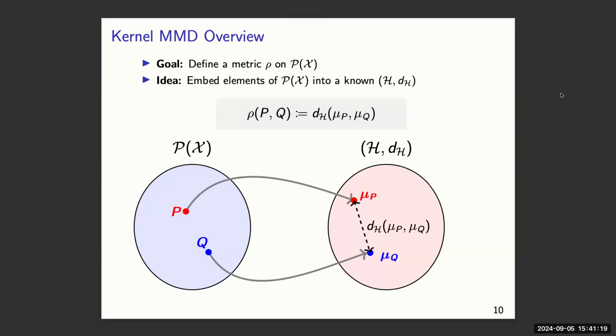This idea shows up a lot in probability. But in order to implement this idea, we have two design choices to make. The first one is the choice of the embedding space, so the choice of script H. The second one is the embedding function, the mapping from P to mu_P. At the very least, we would like this mapping to be what is called injective or one-to-one. If it is one-to-one, then indeed rho will end up being a metric on the probability space.